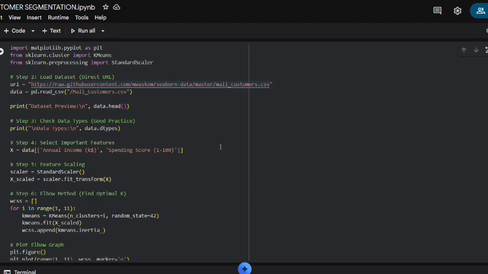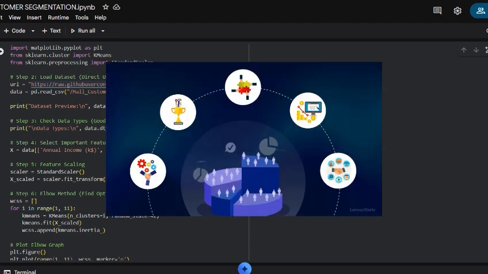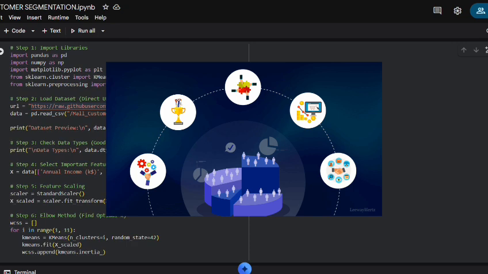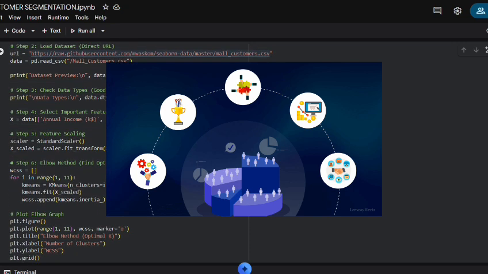Now, let us understand the workflow of this project step by step. The first step is data pre-processing. In this step, we load the dataset and display a preview to understand its structure. We also check the data types of each column to ensure that the data is clean and usable. Then, we select only the relevant features, which are annual income and spending score, because clustering works best when we focus on meaningful numerical attributes.